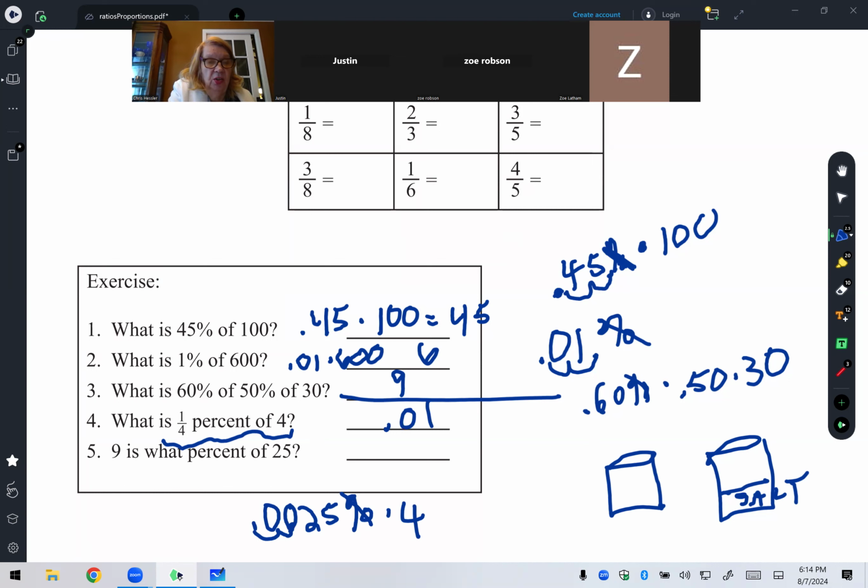And this is how teachers do your grades. So 9 over 25, if you got 9 right on a quiz, that would be 0.36, which would be 36%.